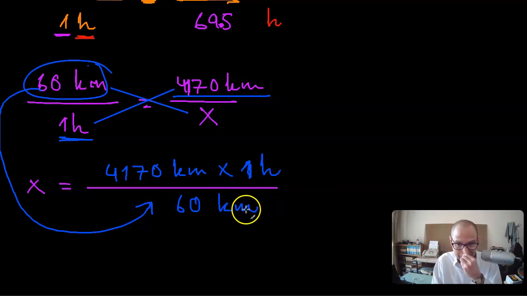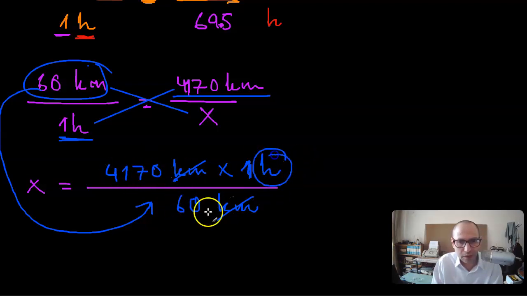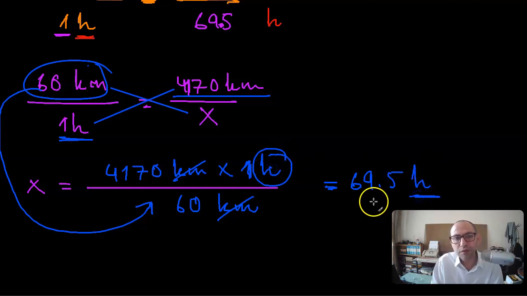Now the units, these two units you can cancel out, and so again you are left with exactly the same calculation, which is 4,170 divided by 60, and the unit remains as the hour, right? So again, if you do the calculation, 4,170 divided by 60 is the same thing as 69.5, and then the unit is hours, right?